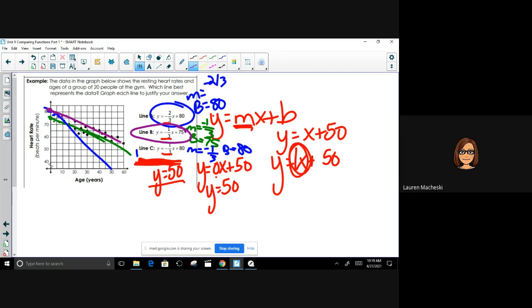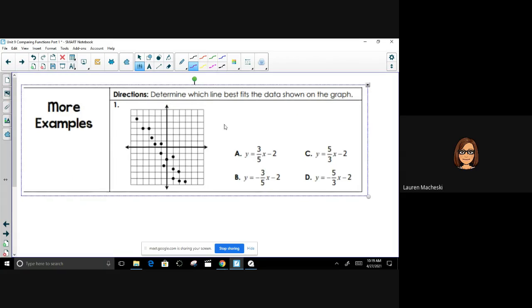So there are times where you can eliminate at least half of them. There are times where you can only eliminate one, or you may not be able to eliminate any at all. But you need to know how to graph in order to be able to justify that. Okay. All right, let's try a couple more.